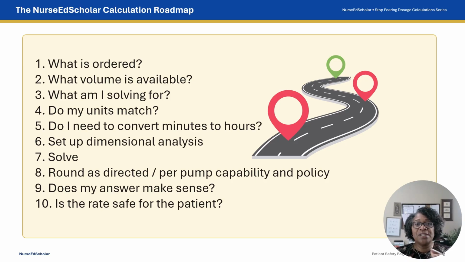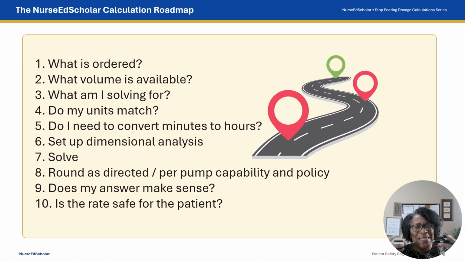And then you'll say, okay, do I need to convert minutes to hours? A lot of different steps, but you do a lot of them together. Then you're going to set up your dimensional analysis. You're going to solve. You're going to round. You round based on the pump capabilities and the institutional policy. Then after that, does this really make sense?